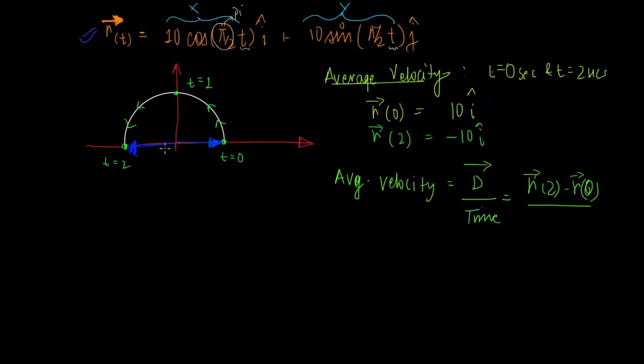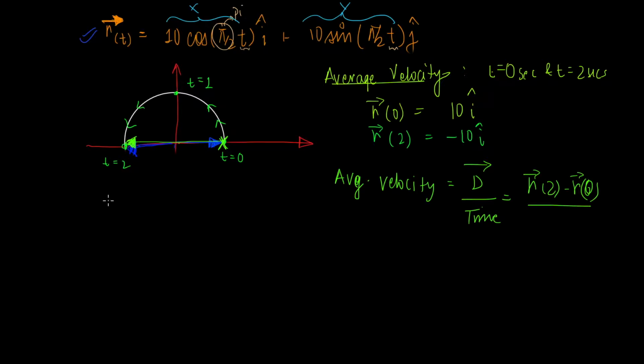If you subtract r of 0 from r of 2, you get the displacement. The displacement vector starts from the initial position, which is here, and should go all the way to the final position. So this is the displacement vector we are looking for. Let's see if that comes out to be the case.